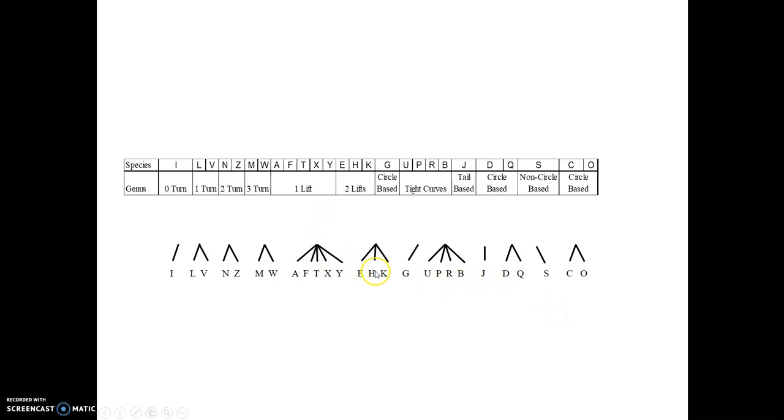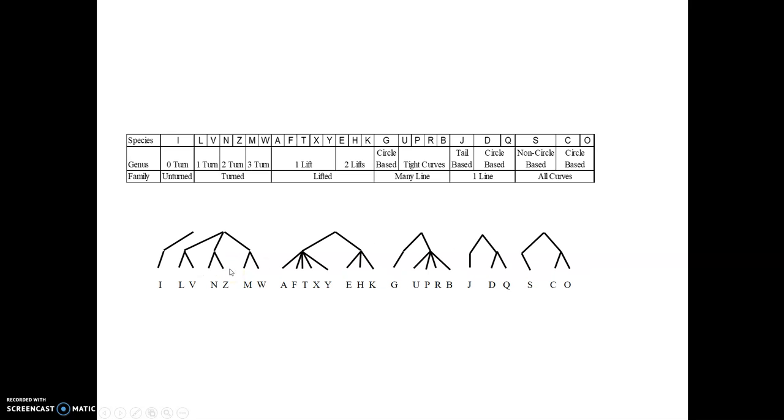And how many times do you lift your pen? You have to lift it 3 times for E, H, K, and 2 times for A, F, T, X, Y. And these letters, you don't lift it at all, but you do make turns with your pen. So now I group it into a larger characteristic. All these turns are turned, and the I is still all by itself, unturned. These, I lifted my pen, so they all get grouped into the family of the lifted.